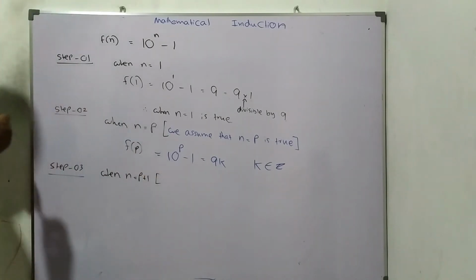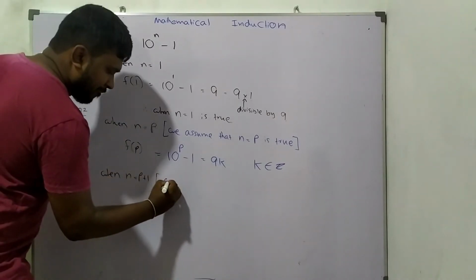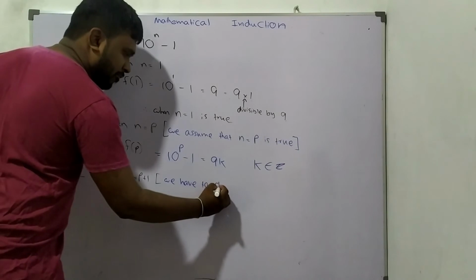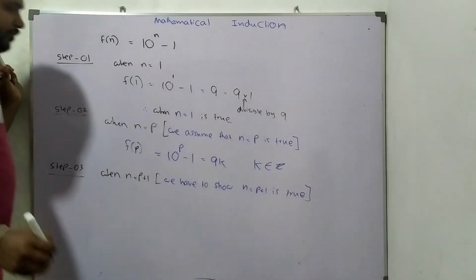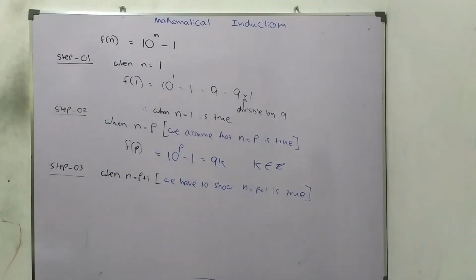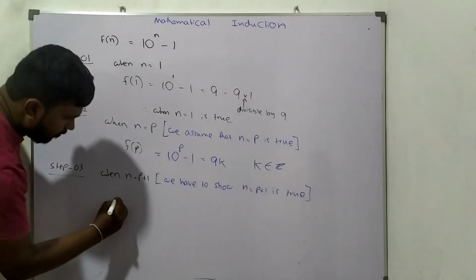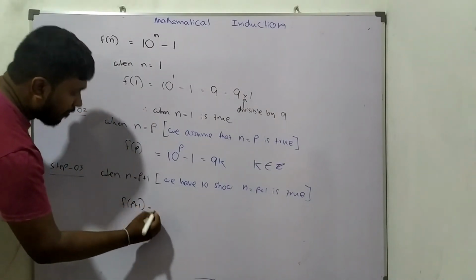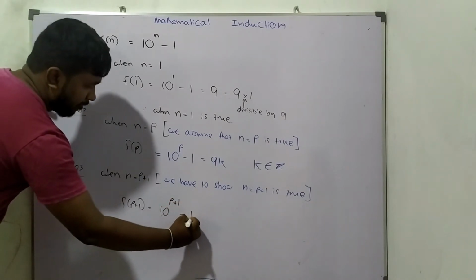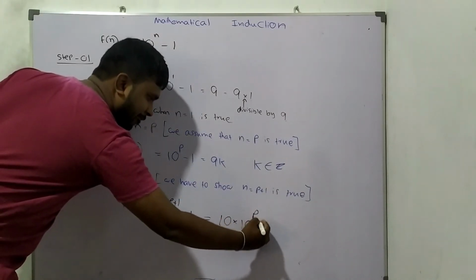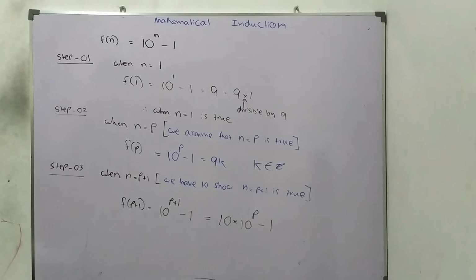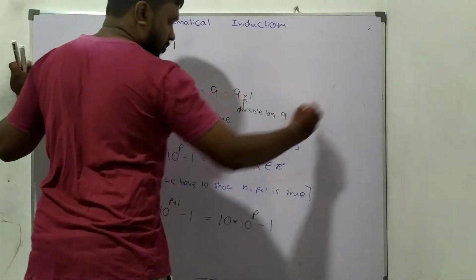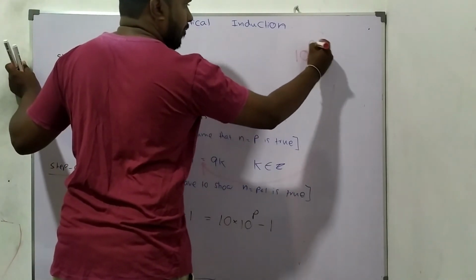Step number three, we have to show when n equal p plus 1 is true. This is what we have to show. So now you can put n as p plus 1 and simplify it. 10 to the power p plus 1 minus 1. 10 to the power p plus 1 means 10 into 10 to the power p, using our indices knowledge. And 10 to the power p, using our previous step, is 9k plus 1.